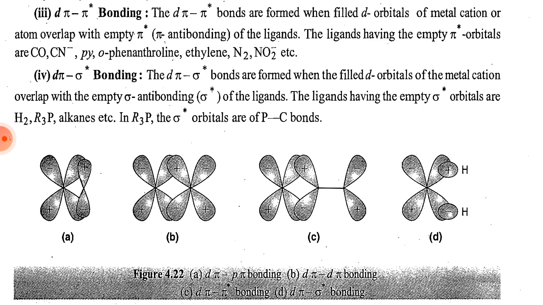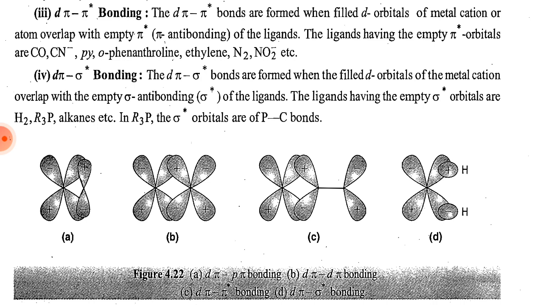Third, d pi-pi star bonding. The d pi-pi star bonds are formed when the filled d orbital of the metal cation or atom overlaps with the empty pi star, the pi antibonding orbital of the ligand. The ligands having empty pi star orbitals are carbon monoxide, CN-, pyridine, orthophenanthroline, ethylene, and NO2-.